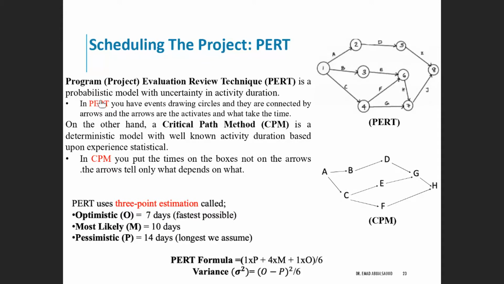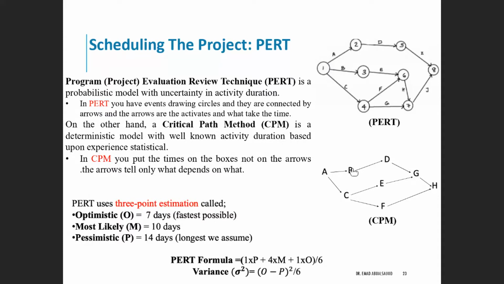This one uses probability, this one is a deterministic model, and the node for the activity in CPM uses the activity, whereas here the circles represent events, the first event, the second event, regardless of the activity. The activity is placed on the arrow. Gathering information, analyzing information: if we listed these as activities, those would be written on the arrow. Here the activity itself, gathering information, is the node itself. The arrow only shows which one depends on the other.